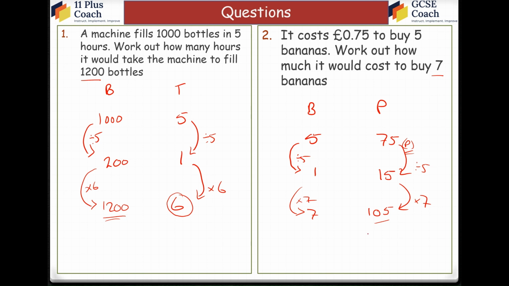And that could be written as £1 and 5p. So either way, the answer, you can leave it as that. You must write the letter P after it for pennies, or you can leave it with a pound symbol before it. They both are equivalent. So hopefully you got this right.